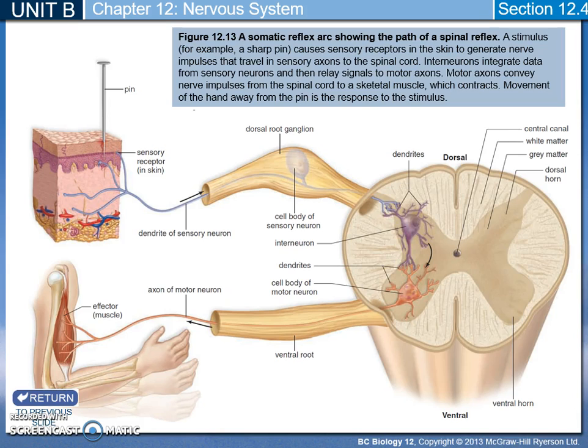So motor axons then convey the nerve impulses from the spinal cord to the skeletal muscle, which then will contract the appropriate muscles. So movement of the hand away from the pin is the response to a stimulus such as this. So you can see that we can make these sort of defensive movements without the use of our thought. We don't have to think about it. It's a reflex that occurs purely within the spinal cord.